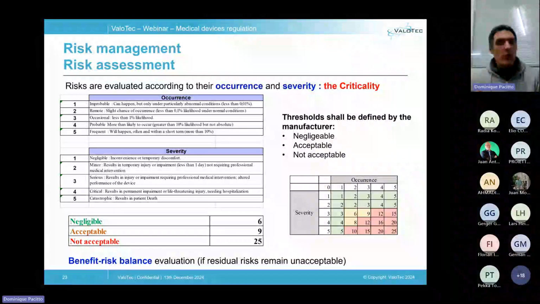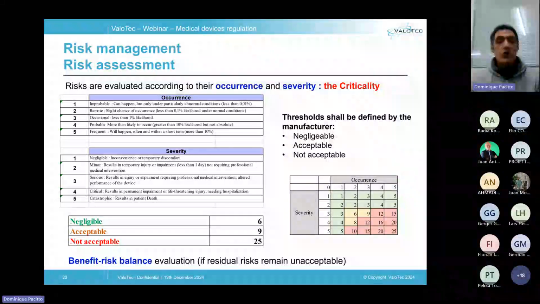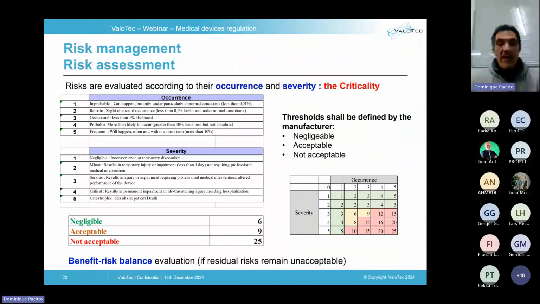And depending on the criticality result, occurrence, for example, multiplied by the severity, the risk is considered as acceptable or not. All the risk should be decreased down to an acceptable level using the risk control means. But if not acceptable risk remains, then the benefits risk balance is assessed by your notified body in regard of the advantages provided by your device, for example, on medical treatment, or a more reliable diagnostic, or a disability compensation, or treatment like that.